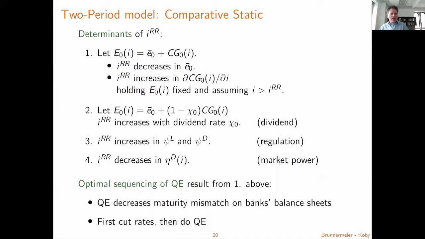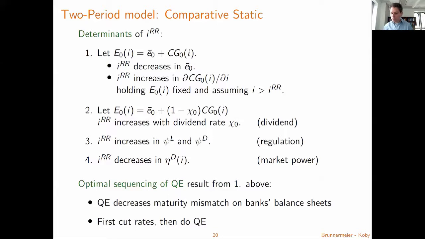I will speed up. So the optimal sequencing of the QE, essentially, here's the intuition. The intuition is that if I do QE, I take long-dated assets out of the bank's balance sheet. So typically, by doing QE, I take long-dated assets with long maturity from the bank's balance sheet and replace them with short-dated reserves. That's essentially what QE does, or to the extent it does it. And that means the bank's duration mismatch is going down, and I need this duration mismatch in order to generate capital gains from an interest rate cut.